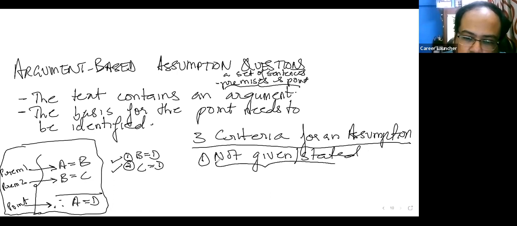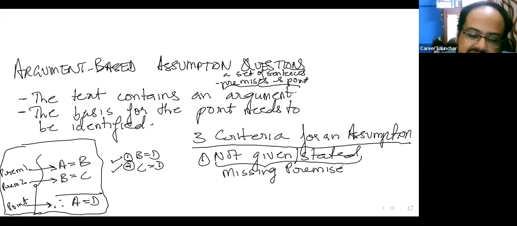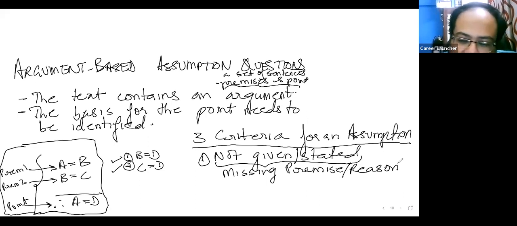So when I say it is not given or not stated, it is basically the missing premise. When I say missing premise, I can also call it the missing reason. In the beginning of the class, we had seen that premise and reason mean exactly the same thing. So missing premise or missing reason.